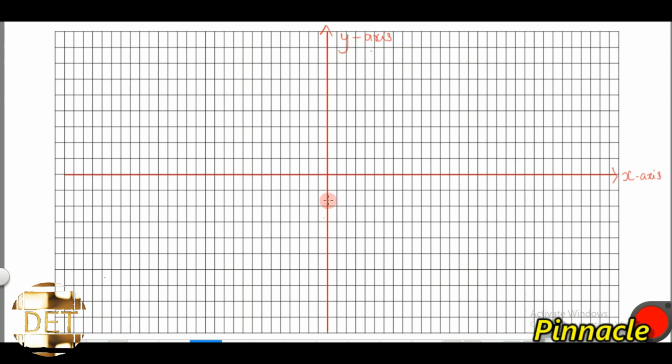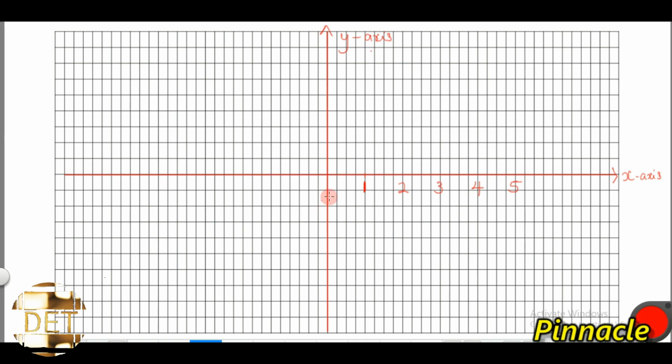What does that mean? What that means is that from one line to another is 1 centimeter. So this is 1 centimeter, 2 centimeters, 3 centimeters, 4 centimeters. So every 4 centimeters represents 1 unit. So here will be 1. Here will be 2 because every 4 centimeters represents 1 unit. Here will be 3. Here will be 4. Here will be 5.